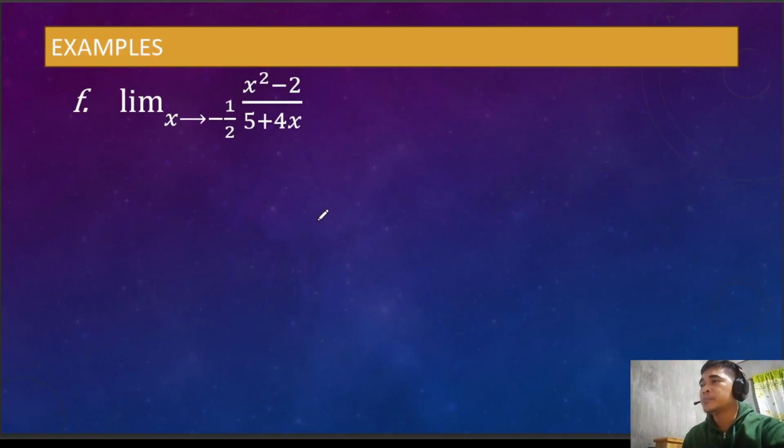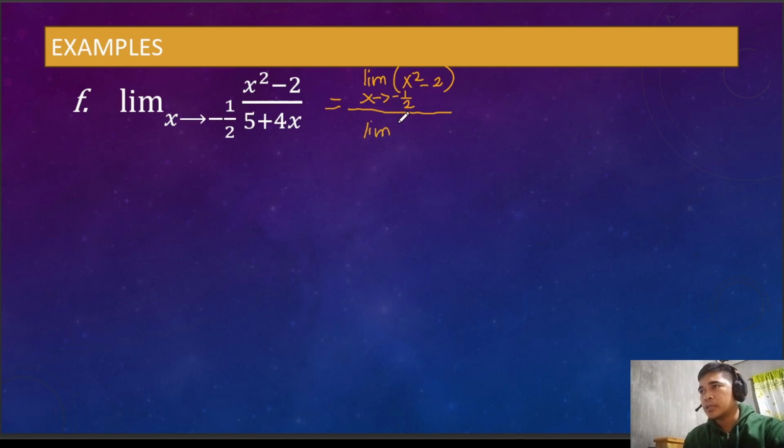Now for the next example, limit of x squared minus 2 all over 5 plus 4x as x approaches negative 1/2. As you observe, for this limit we need to apply the quotient. So first, get the limit of the numerator and the limit of the denominator. So here, you have the limit of x squared minus 2 as x approaches negative 1/2, all over the limit of 5 plus 4x as x approaches negative 1/2.